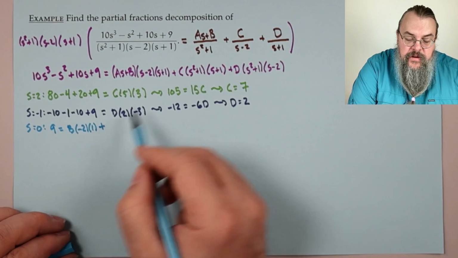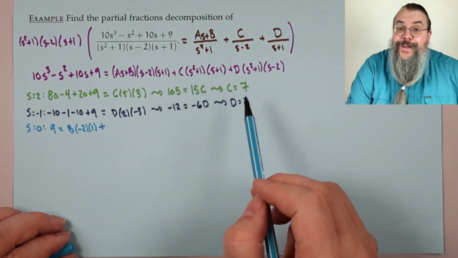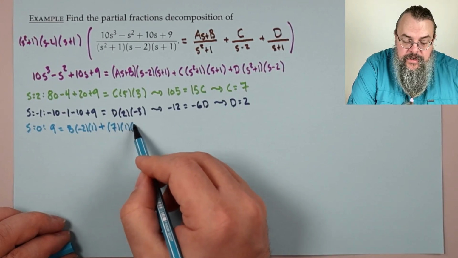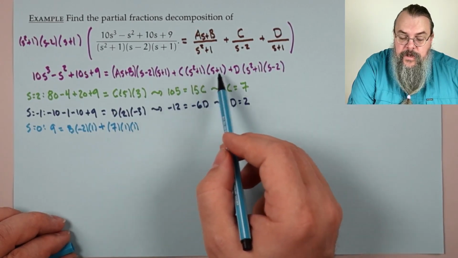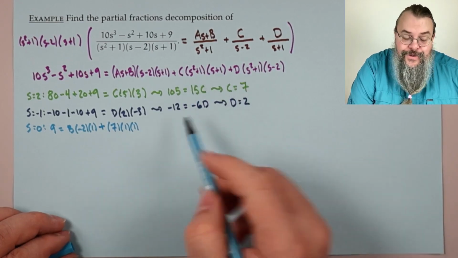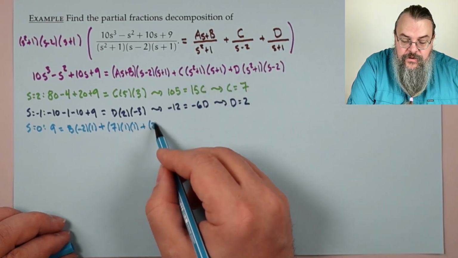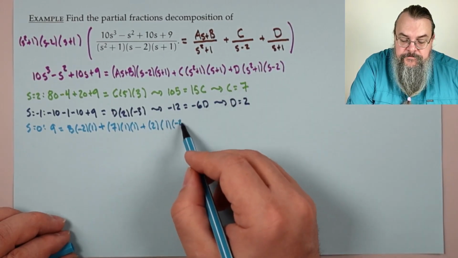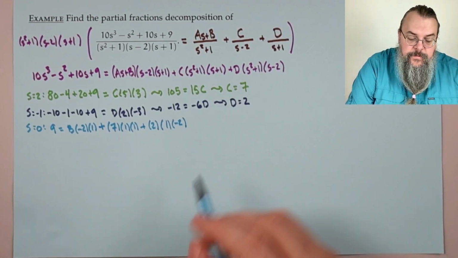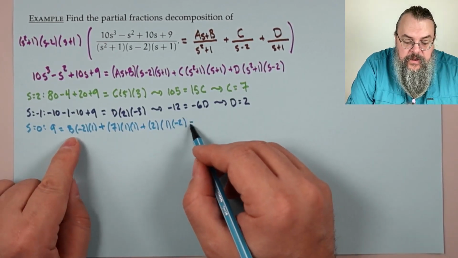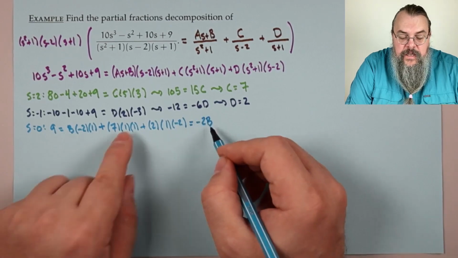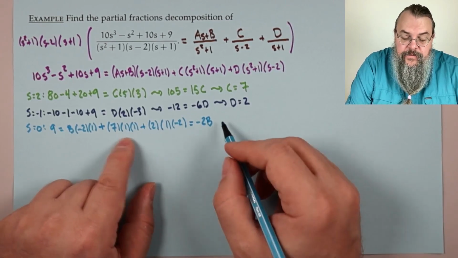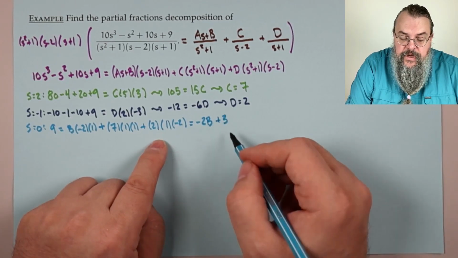And plus, then we have C, but C is 7. So 7 times 1 times 1, right? 7, 1, 1. Plus D, which is 2, so plus 2. And then we have 1 and minus 2. All right, so if we carefully expand this out, that's minus 2b, 7 minus 4. So 7 minus 4 makes that a plus 3.